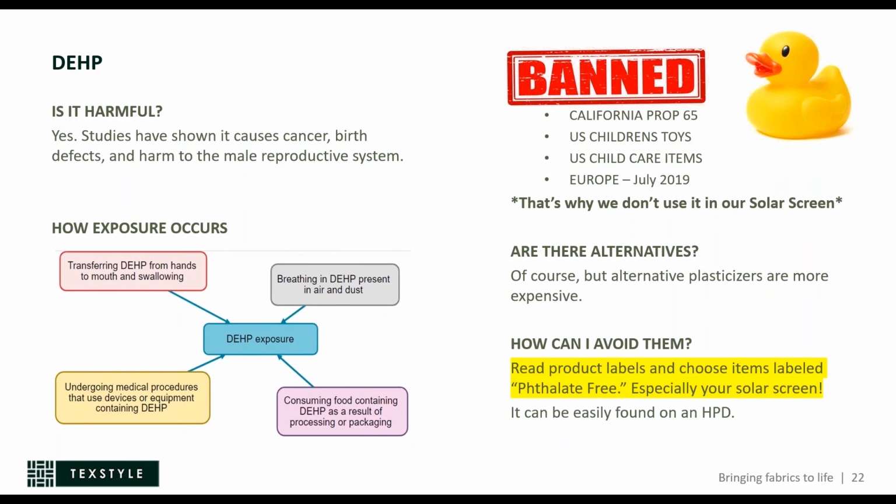How can you avoid them? Just read product labels carefully and choose items labeled phthalate free, especially your solar screen. If a fabric uses DEHP, it can be found on an HPD document, what Denise was talking about earlier. You can go through there and you'll see in all caps DEHP right in those materials and substances. Just ask for the document.